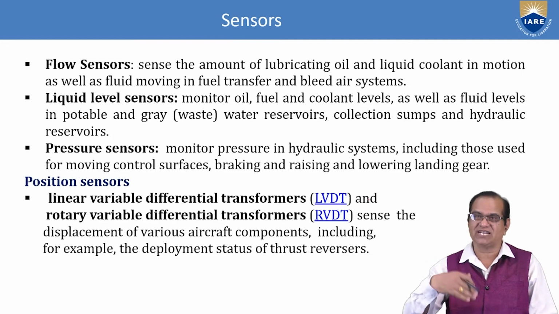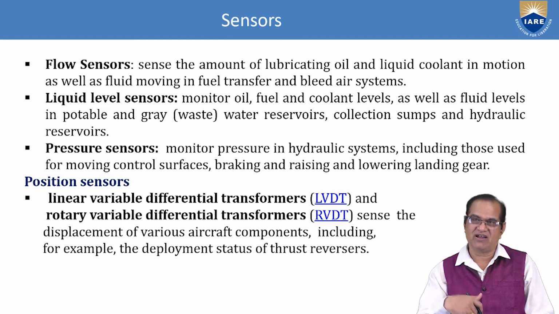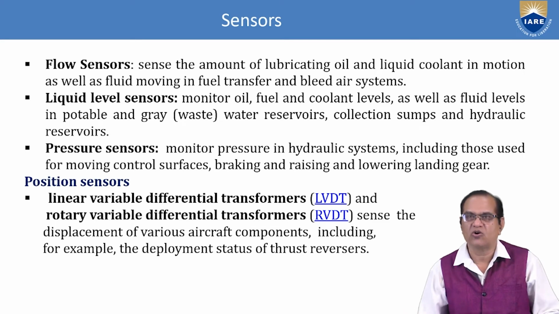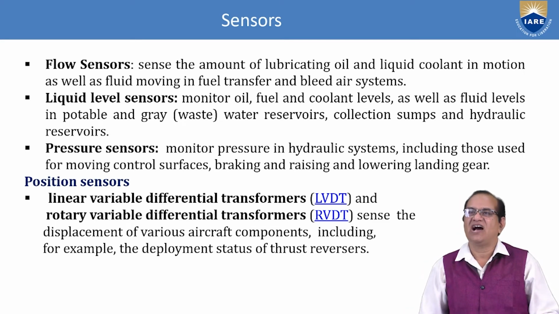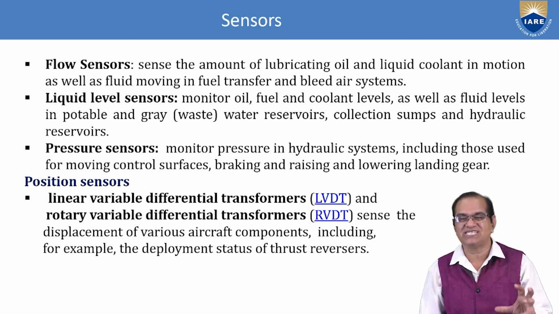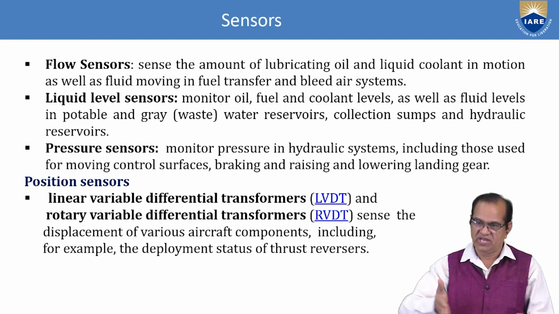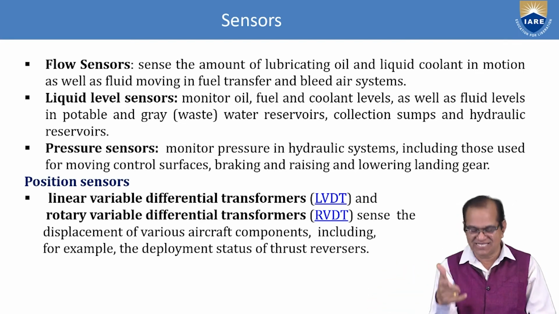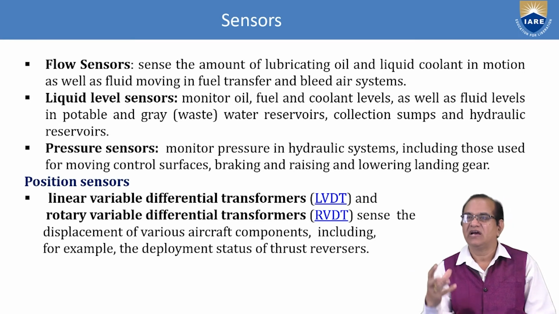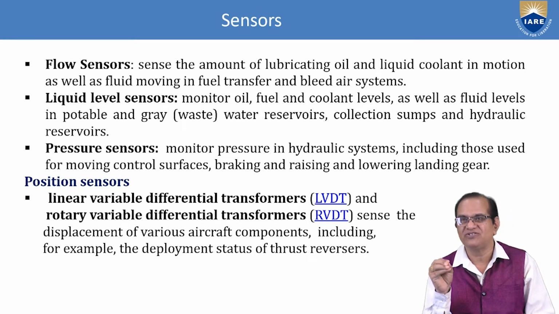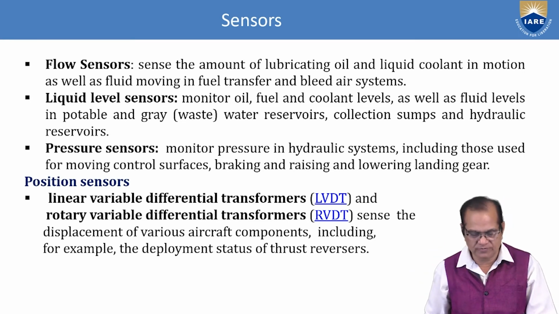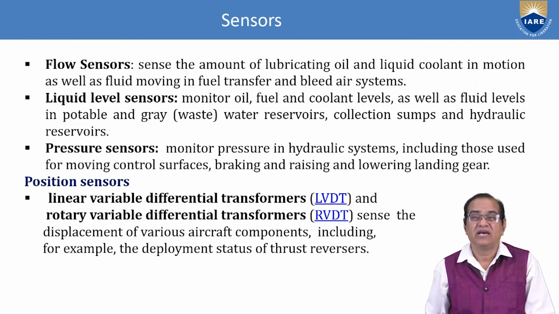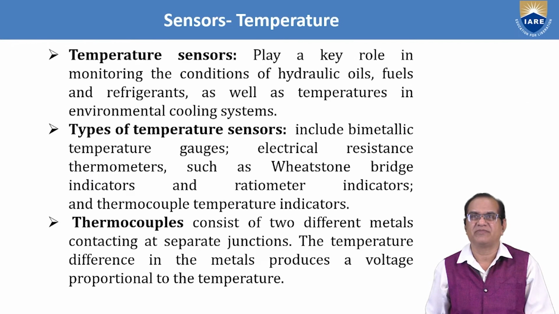And if you want the rotation, like rotation of your aircraft, rotation of your control surfaces, that time we use the rotary variable differential transformer, RVDT. So LVDT and RVDT, these are the position sensors. Like your jack has to move like this. So how much has it moved? These sensors will indicate the position of your jack. Like this, the sensors are used on the aircraft.